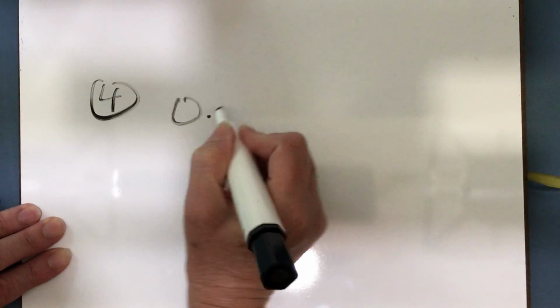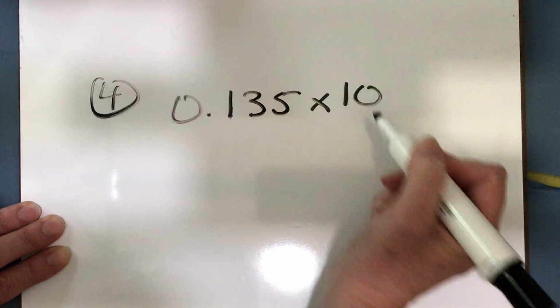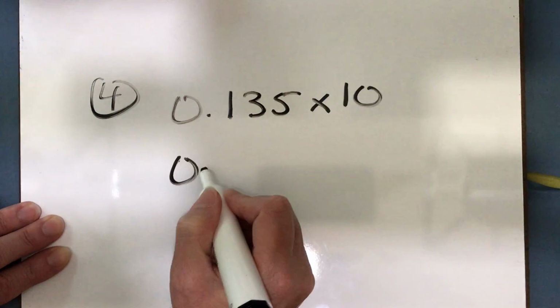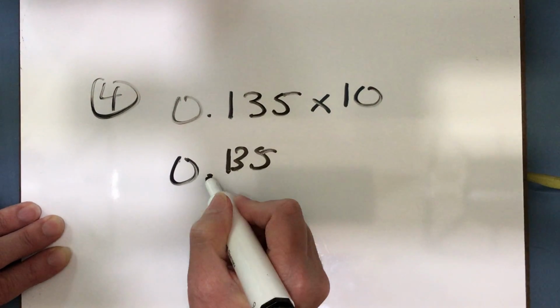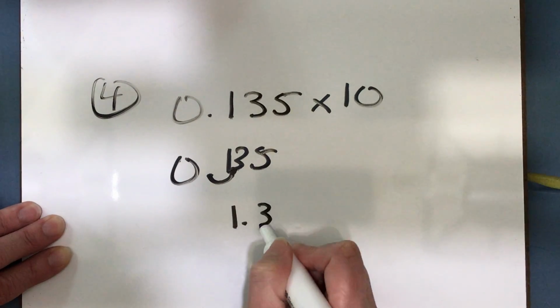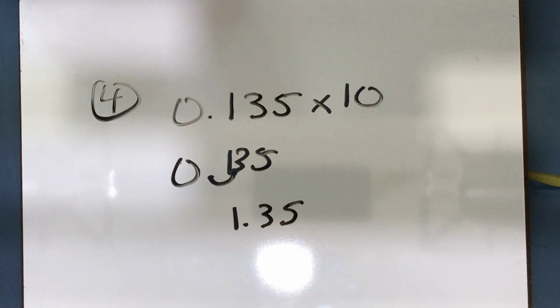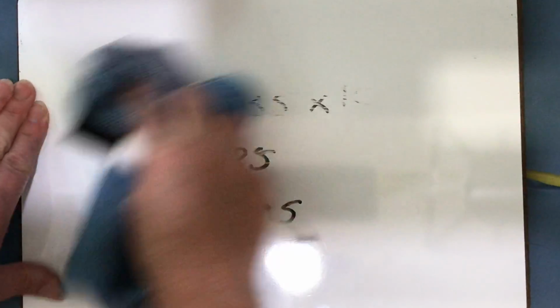Okay, I have 135 thousandths times 10. I have 1 zero. So I'm going to move my decimal point one place, right there. So it's going to be 1 35/100, because I just moved it to the right 1 place. All right, let's look at number 5.